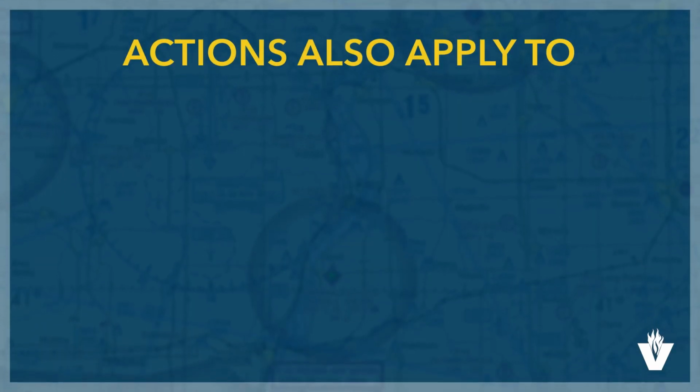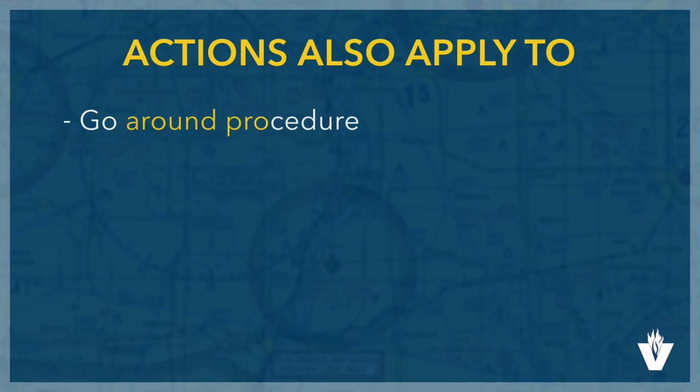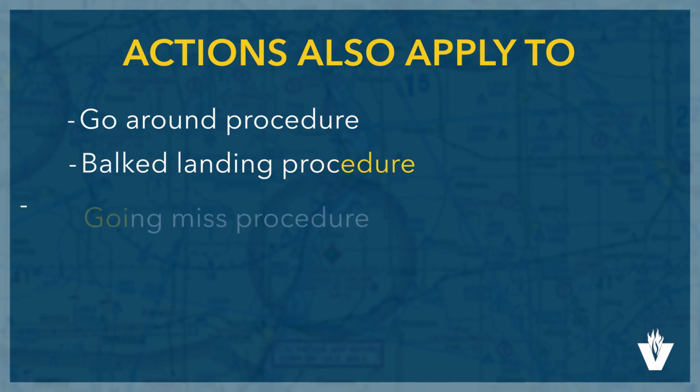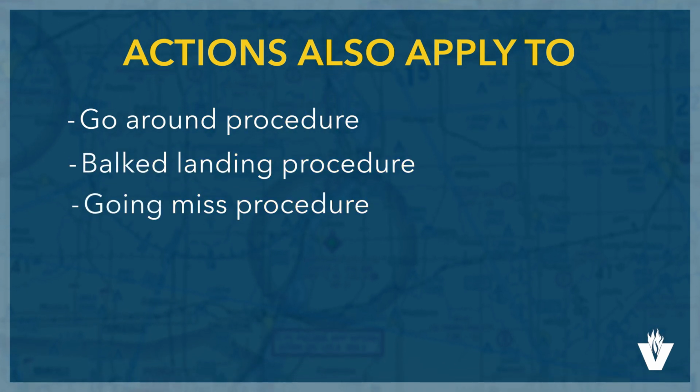Maneuver complete. Congratulations, you just demonstrated an approach to landing stall and recovery. This recovery procedure is the exact same sequence of actions as the go-around procedure, the balked landing procedure, or the going miss procedure from an instrument approach. This procedure can safely transition the aircraft from low energy descent with drag elements extended into a clean, high-powered climb to safety. Be sure to look out for other videos to learn more procedures for safe flying.